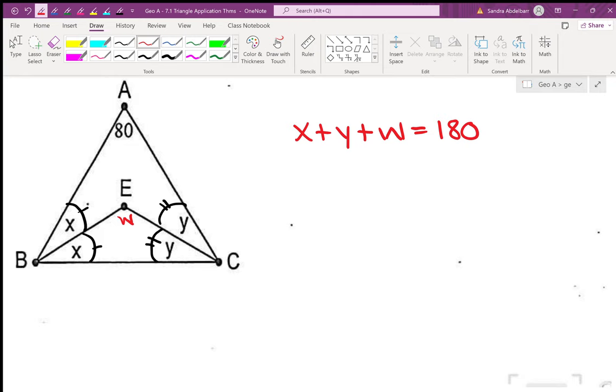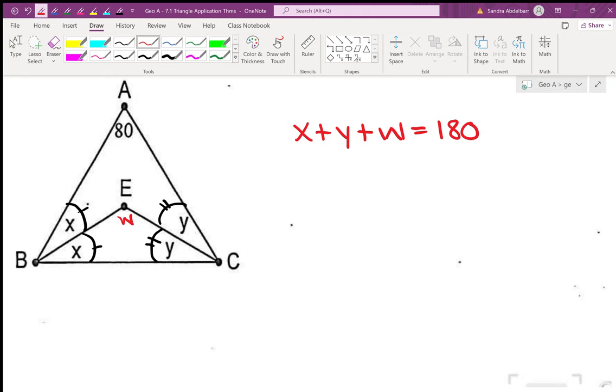Is there another equation I can make? Especially because we're using different variables. When you use different variables, it pretty much tells you you're going to have to set up a system of equations, which means you're going to need two different equations. So we got this first one, X plus Y plus W equals 180. All right. Well, isn't there another triangle here, triangle BAC? Do you all see the really big triangle?